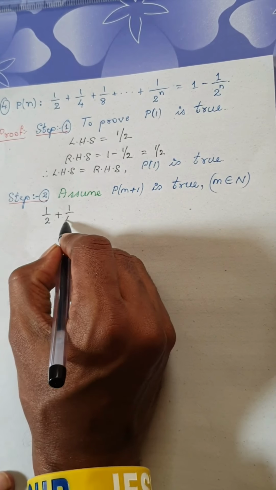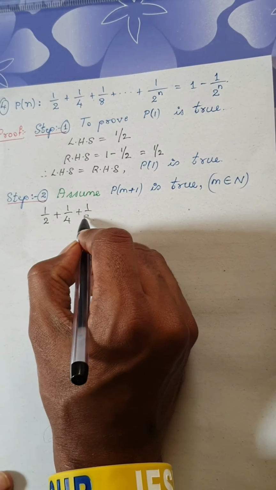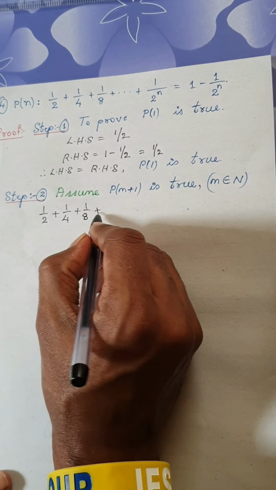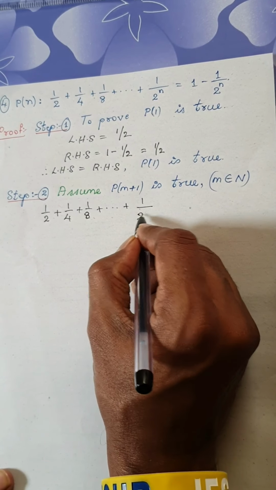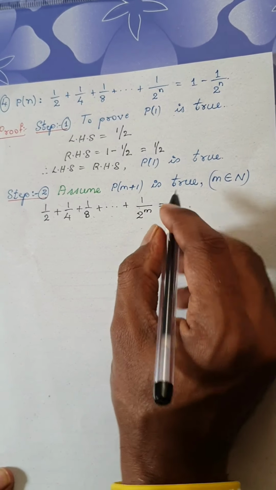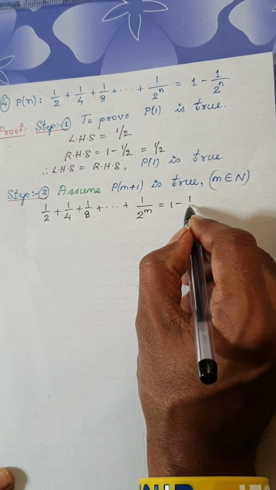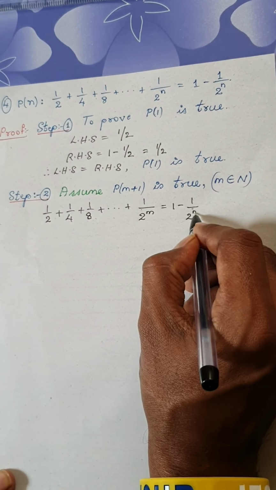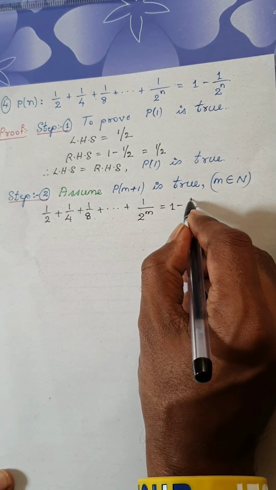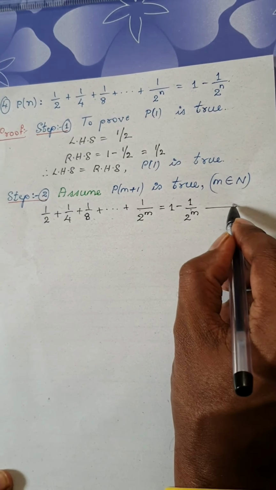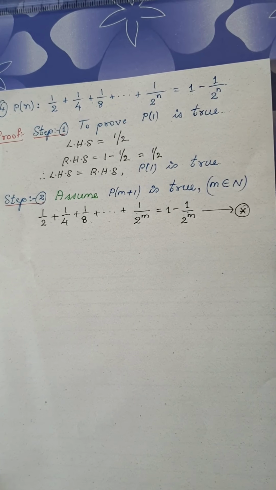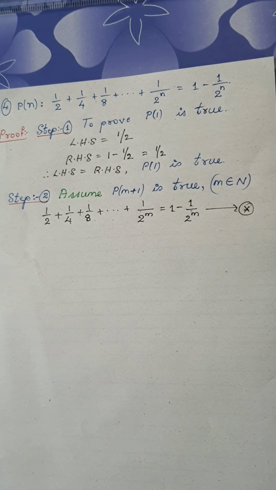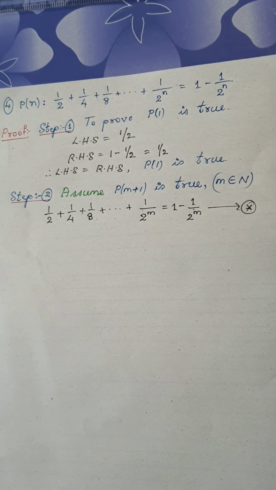So it is 1 by 2 plus 1 by 4 plus 1 by 8, moving on such that 1 divided by 2 power m. This is LHS. This is nothing but 1 minus 1 divided by 2 power m. This is what we are going to assume and take it as equation star, and we know we have done with step 2. And the next step is step 3.